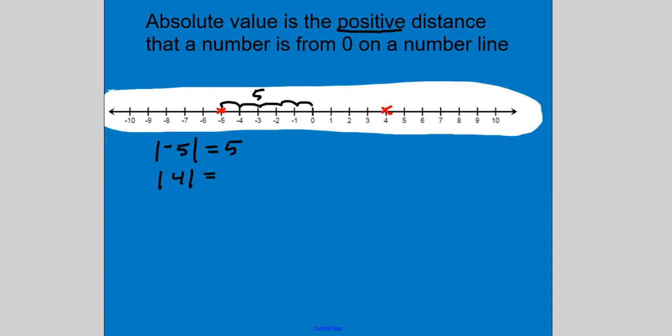Then the absolute value of 4 is 4 because 4 is 4 units from 0. So we say though that the absolute value of -5 is greater than the absolute value of 4 because 5 is greater than 4. Remember the inequality sign, think of it as a Pac-Man. It opens up to the larger number. So we could reverse that Pac-Man sign or the inequality sign, but still it opens up to the larger number.